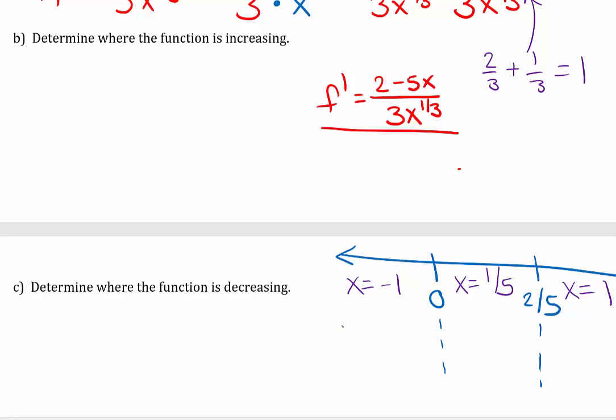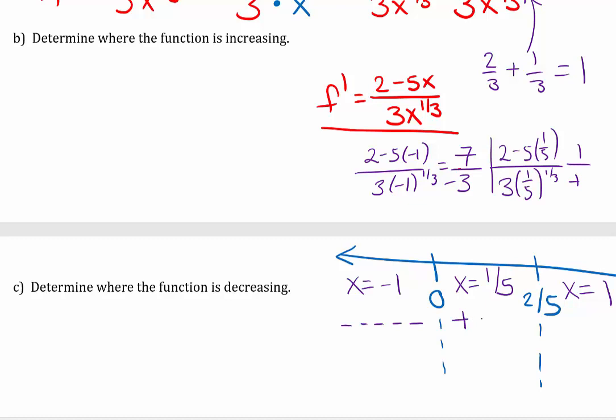If I plug in x equal -1, my derivative is going to be negative. If I plug in x equal 1/5, I end up getting a positive number. And if I plug in x equal 1, I get a negative number. That tells me the function is decreasing, increasing, and decreasing.